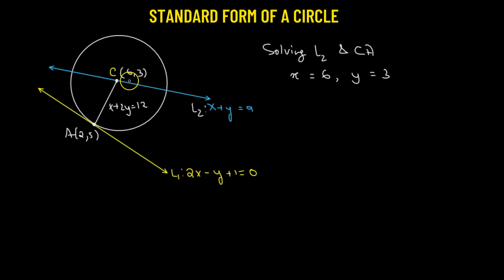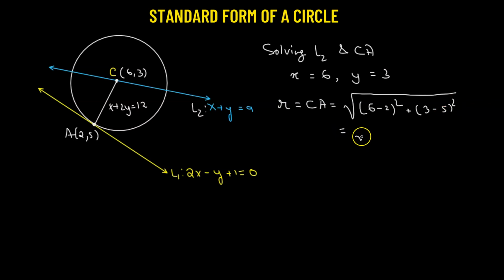Fine. Now that we have the coordinate of the center, we can also find out the radius r. So the radius r is simply the length CA. Here we'll have to use the distance formula. So we'll take the square root, and underneath the square root, first we will take the square of the difference of the x coordinates. So we have 6 minus 2 whole square added to the square of the difference of the y coordinates. So that's 3 minus 5 whole square. So let's solve this. We're going to get square root of, so 6 minus 2 is 4. 4 squared is 16. Plus 3 minus 5 is negative 2. Negative 2 squared is 4. So that means we have square root of 20.